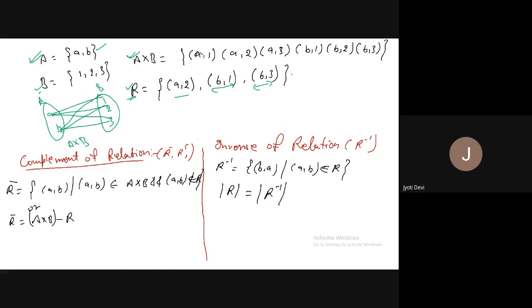But if I draw a diagram for this, then what are the possibilities? A, B, 1, 2, 3, means A is related to 2, B is related to 1, and B is related to 3. It is your relation. Okay, how do you do the complement of a relation?